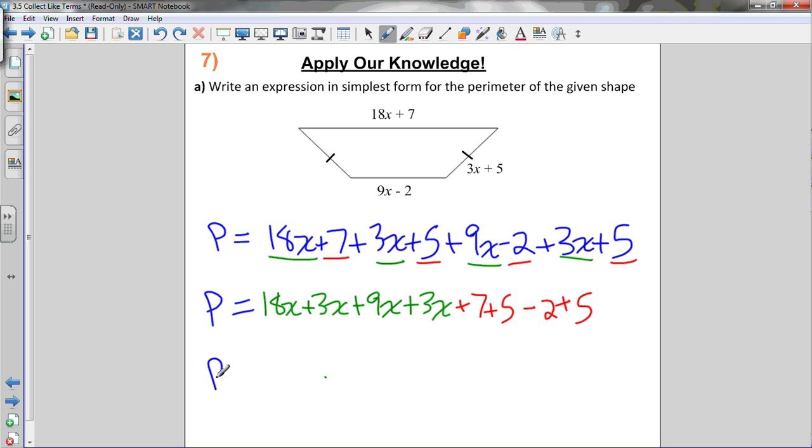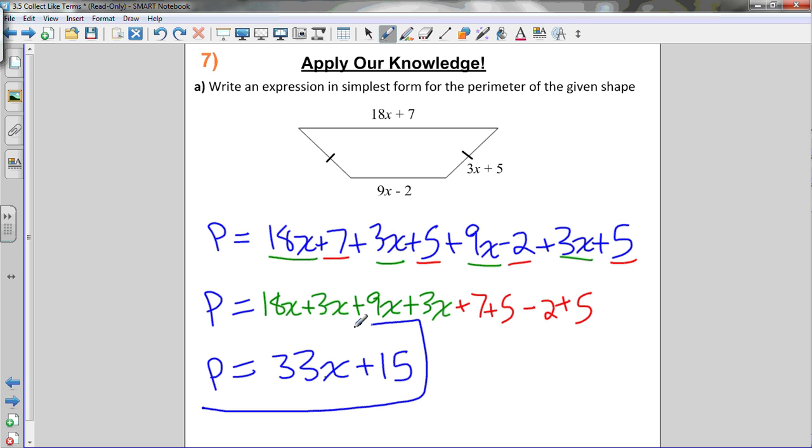Okay, let's collect the groups of like terms. When I collect like terms, I just add or subtract the coefficients only, keep the variables and exponents the same. So 18x plus 3x plus 9x plus 3x. Let's figure out how many x's we now have. 18 plus 3 is 21, plus 9 is 30, plus 3 is 33. So I now have 33x. Now let's collect our constant terms together. 7 plus 5 is 12, minus 2 is 10, plus 5 is 15. So here's a simplified expression for the perimeter of that trapezoid.